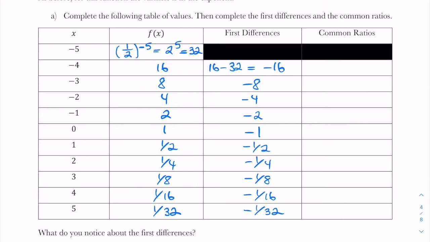In a similar way, we complete our common ratios by dividing consecutive y values. So the first common ratio should be 16 over 32, which reduces to 1 over 2. In a similar way, you're going to find that all of your common ratios are a half.